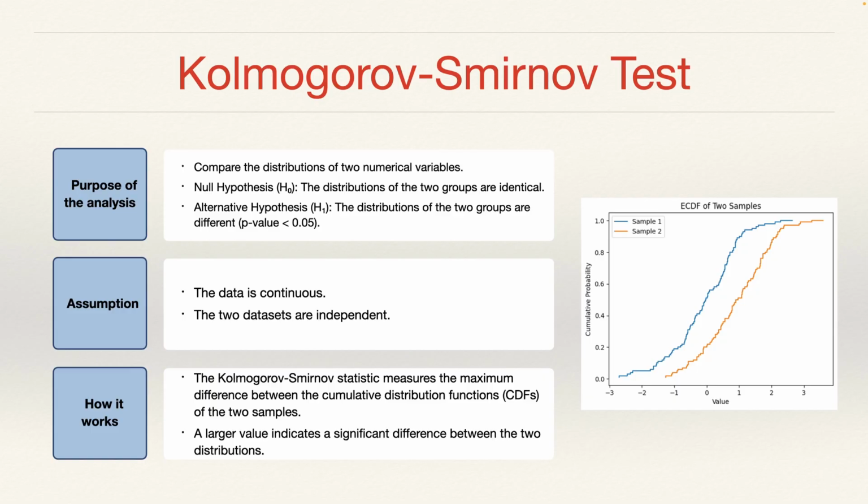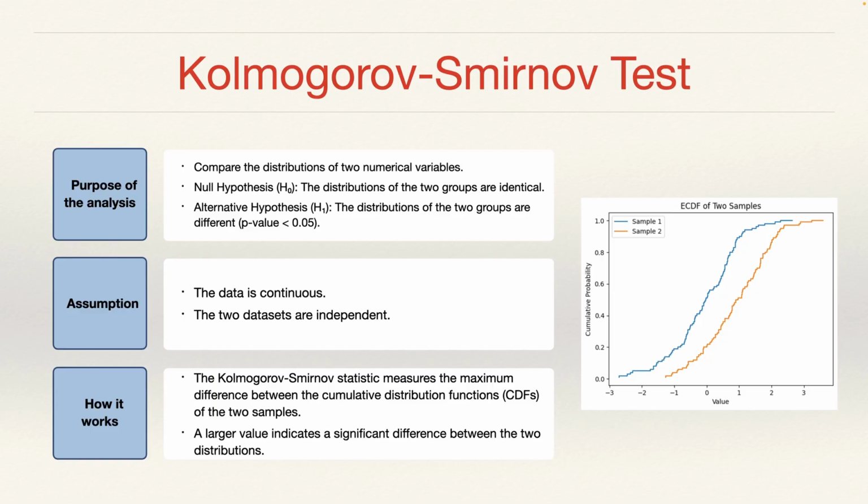And for Kolmogorov tests, the assumption, unlike a t-test, there's no assumption of normality because we're directly comparing the distributions. And the underlying mechanism is that the Kolmogorov test calculates the maximum distance between the two cumulative distribution functions. For example, take a look at the graph on the right, where x equals 1, the value of one CDF is 0.8 and the other is 0.6.